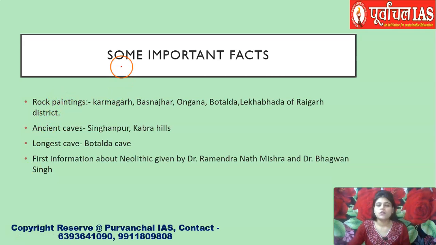Now see, there are some more important facts which you should know about the Stone Age. Like, from where did you find the rock paintings? I told you earlier also that for this age we do not have any written evidences. All we have is archaeological sources. We have stone, paintings, pottery, seals, etc. So rock paintings have been found from places like Karmagarh, Basanjhar, Onga. Please remember most of these are in the Raigarh district. So the maximum evidences in Chhattisgarh for the Stone Age come from the Raigarh district.